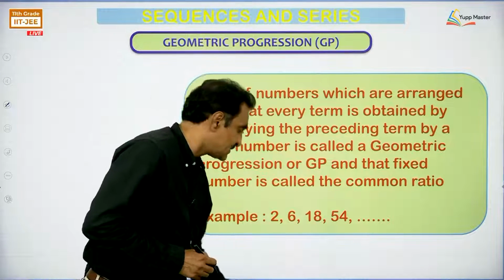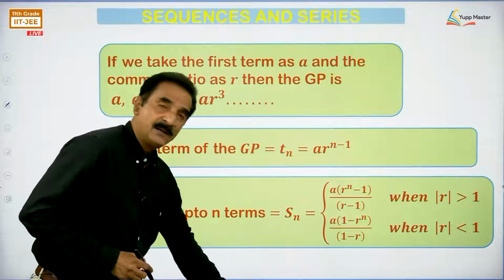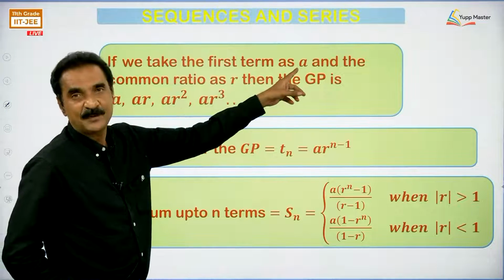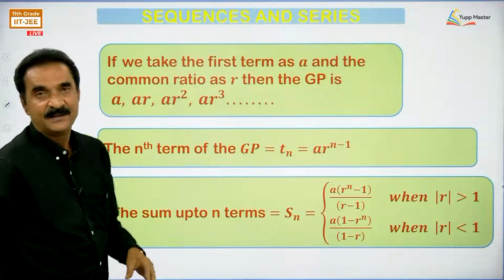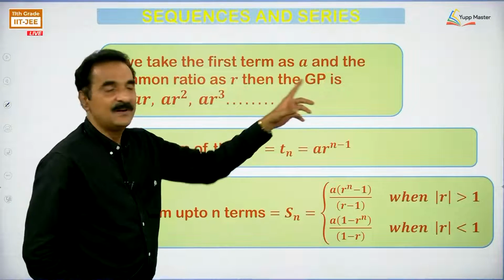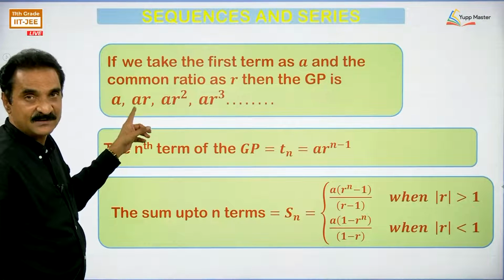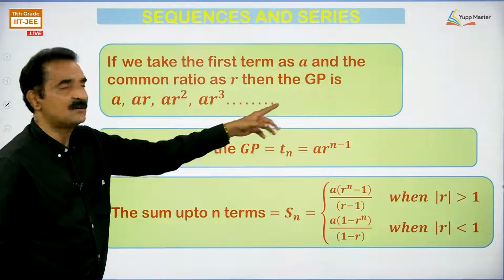Alright, the next point. If we take the first term of a geometric progression as A and the common ratio as R, then the GP will be A, the first term, into R, AR is the second term, the next term is AR square, the next term is AR cube and so on.